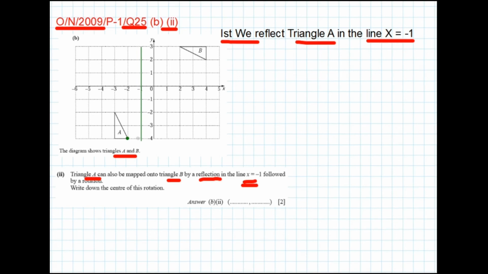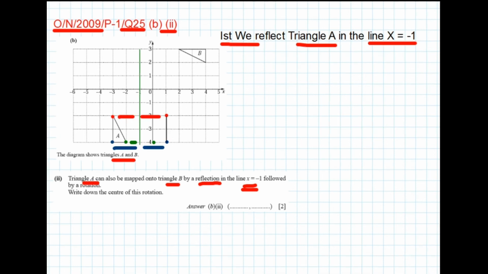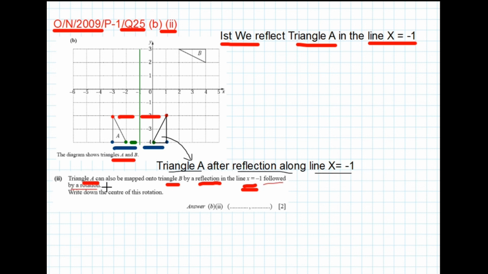So its corresponding vertex will also be one box away from the line of reflection as shown. Second vertex is 2 boxes away, so its corresponding vertex will be 2 boxes away from the line of reflection. Third vertex and its corresponding vertex will also be equidistant from the line of reflection as shown. Joining the vertices, we get the reflected triangle along the line x = -1. As we rotate the reflected triangle, we get triangle B as shown.